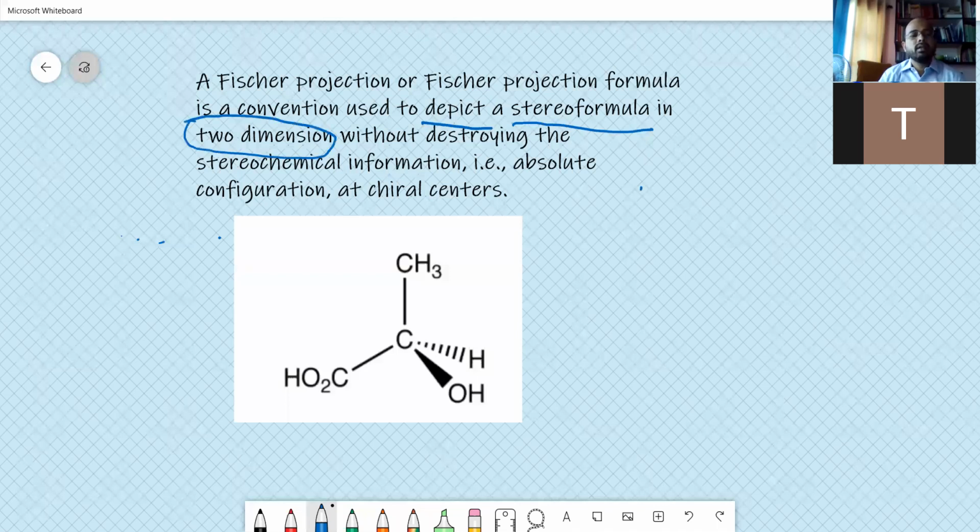Two dimensions, where do you get all these two dimensions? Two dimensions, 2D, is on paper. Three dimensions, 3D, is in space.